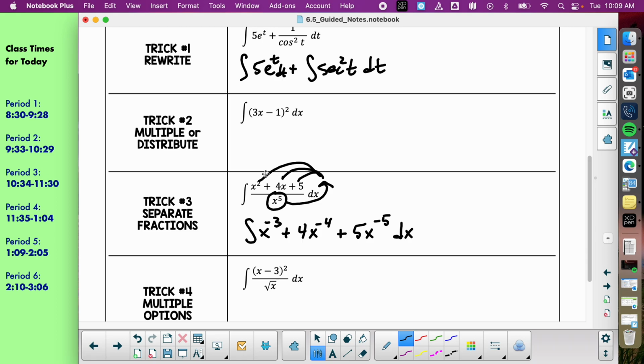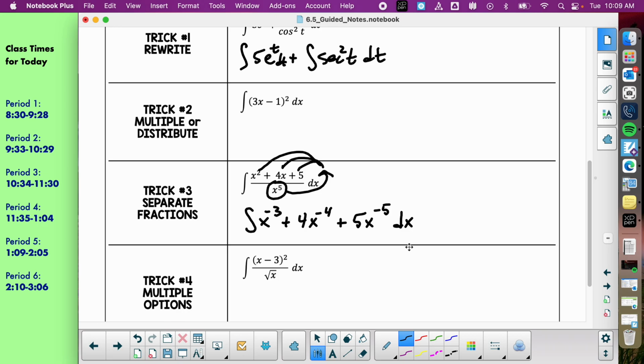And then the very last one on the bottom is a combination of trick number 2 and trick number 3. Our goal is to make this individual terms with a single power. So you would have to FOIL out the top, get 3 terms, and then divide each term by x to the 1/2. So you would end up with 3 separate fraction powers. You're going to hate integrating fraction powers at first. After a while, they seem like the easy problems, so then you don't mind them.